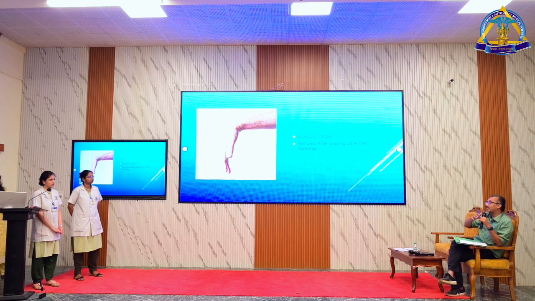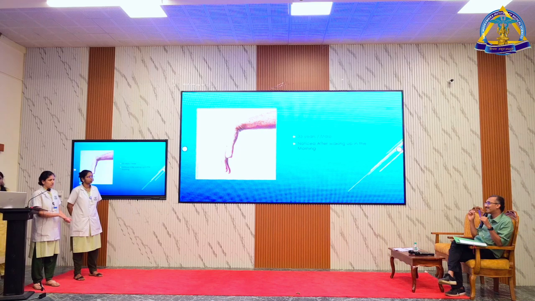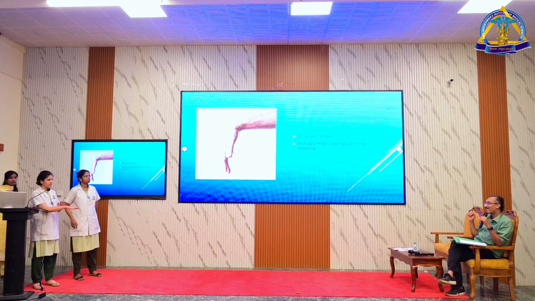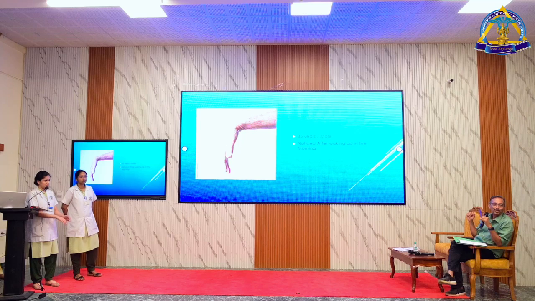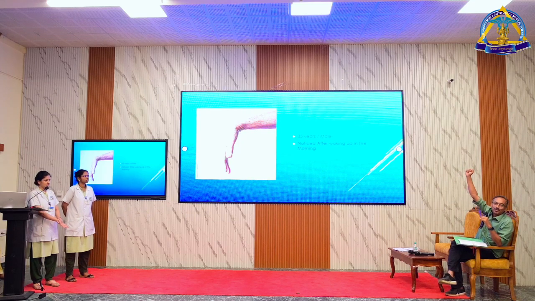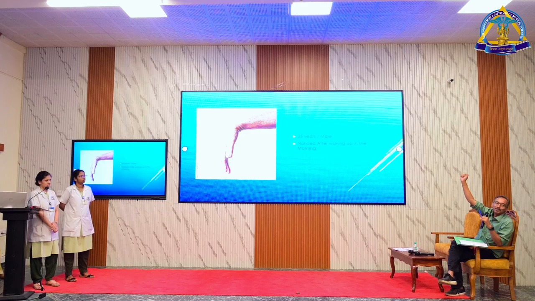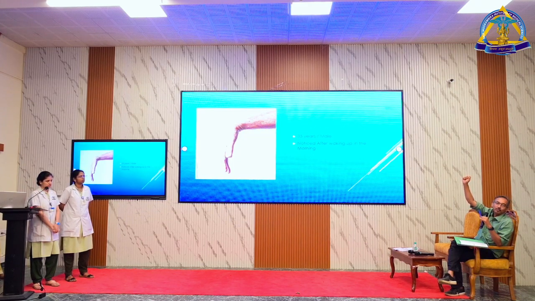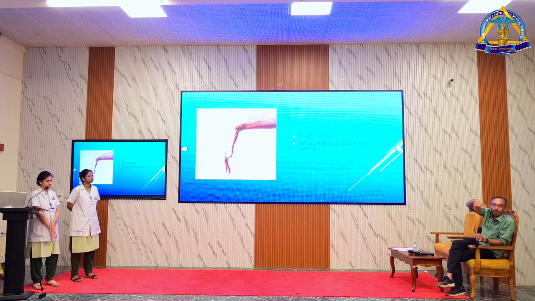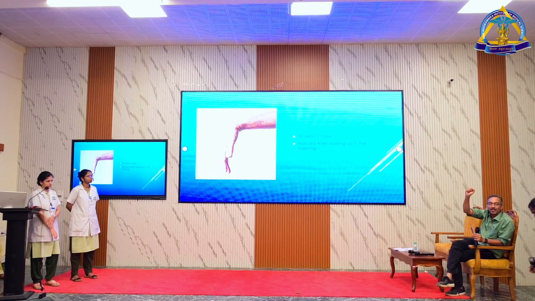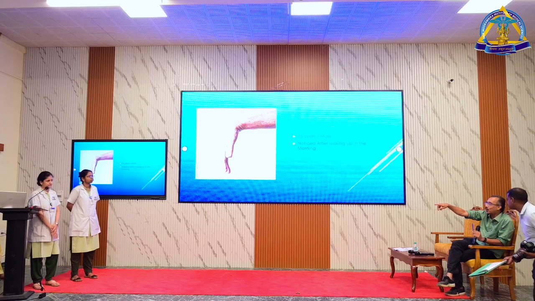Then the next question: what is the functional position of the wrist? Anybody? Please raise your hand and show me. This is the functional position of the wrist. Keep it like this: extension of the wrist, flexion of the MCP joint, and flexion of the IP joints. This is the functional position. We do not want the wrist to be like this, because if it is kept like this, contractures will develop. So we would like to prevent the contractures. For that you give a cock-up splint.